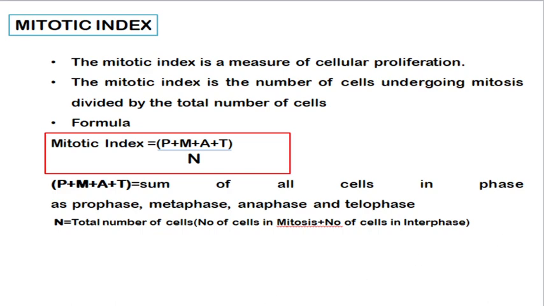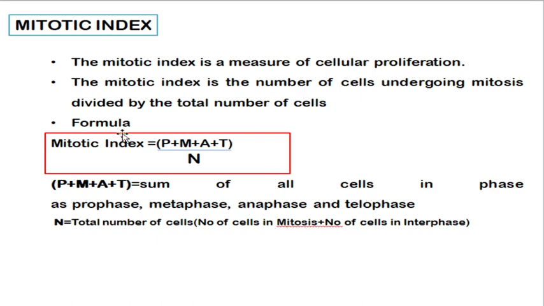From today onwards, we are going to practice a few problems for our BARC OCS Biosciences examination. First problem is from mitotic index. Mitotic index is a measure of cellular proliferation. It gives the number of cells that are undergoing the process of mitosis. So mitotic index is the number of cells undergoing mitosis divided by the total number of cells.